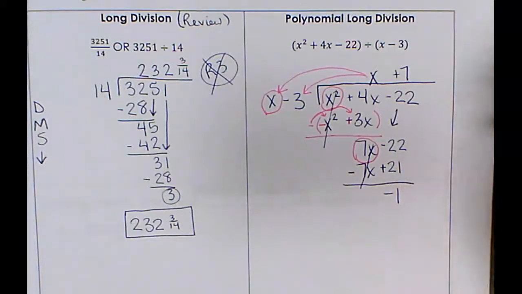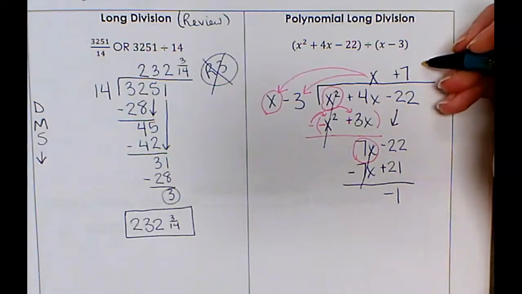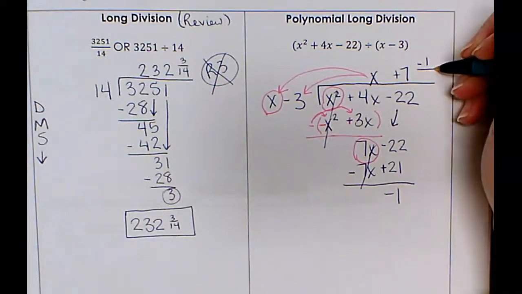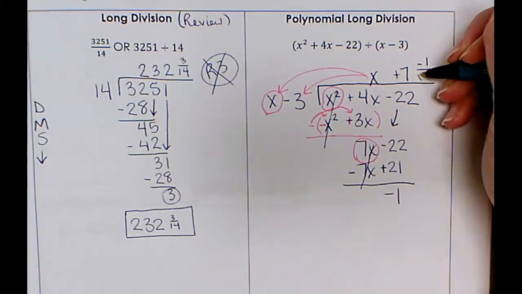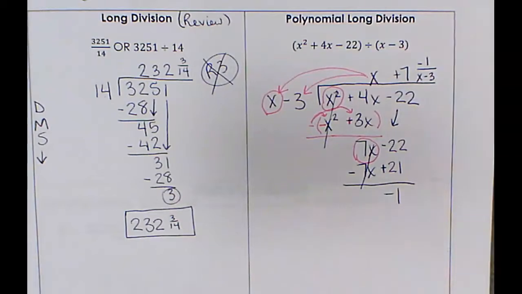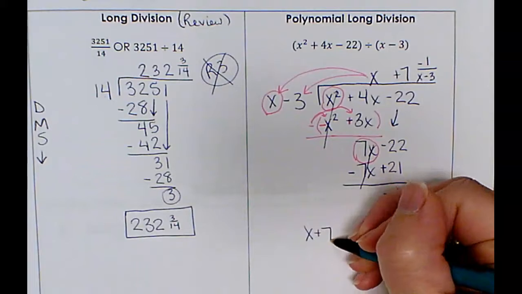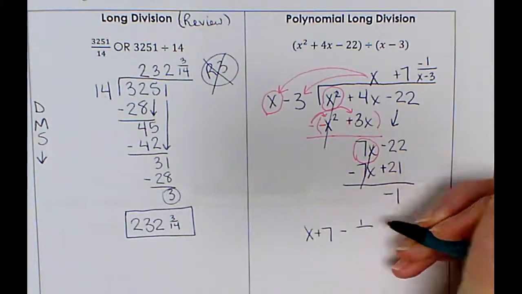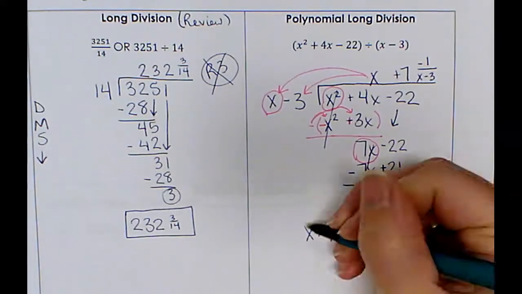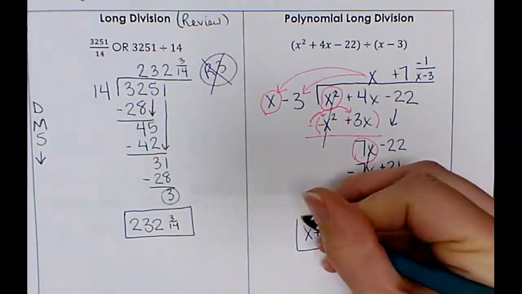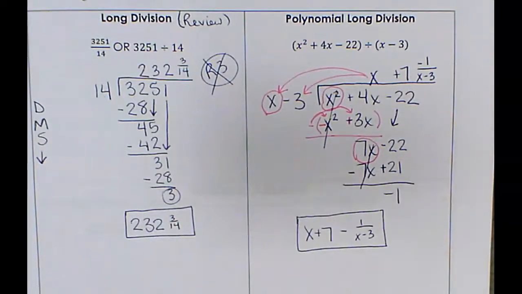I would write my remainder the same way as before. I'd put my remainder over what I was dividing by, which was x minus 3. So my answer is x plus 7 minus 1 over x minus 3. This is my quotient, my answer to the division problem.